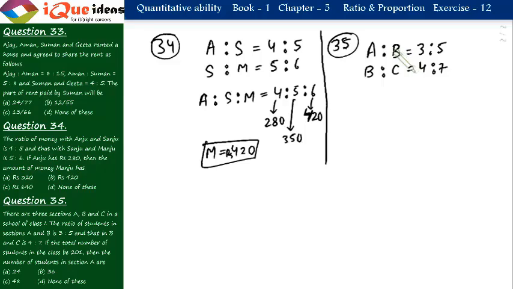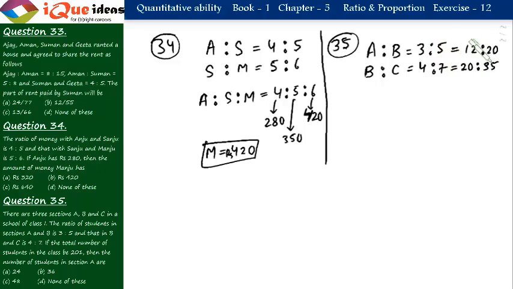And how do we combine? By making the same value for the common quantity. The common quantity is B, and the values for B are 5 and 4. LCM is 20. So multiply every component in the first ratio by 4. You will get 12 is to 20. And in the second ratio, multiply by 5. So you will get 20 is to 35.